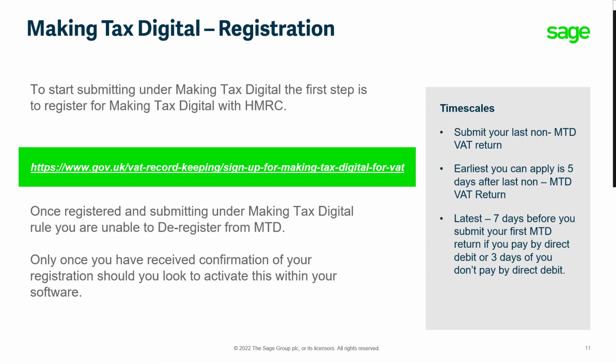First, you'll need to complete your final non-Making Tax Digital VAT return. Then you'll need to wait at least 5 days before registering for Making Tax Digital, but don't leave this until you have less than 7 days left for your next return. Once you're registered for Making Tax Digital, you won't be able to deregister from the service. Finally, once you've received an email confirmation that the registration has been successful, you then need to activate this within your software.